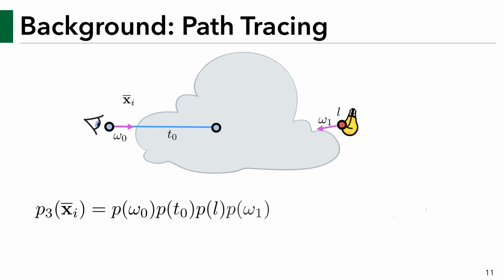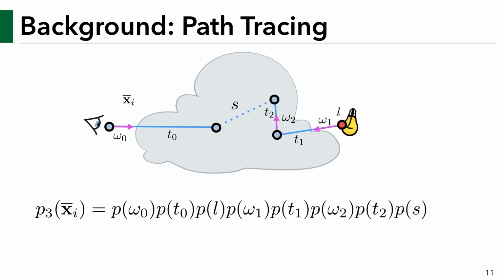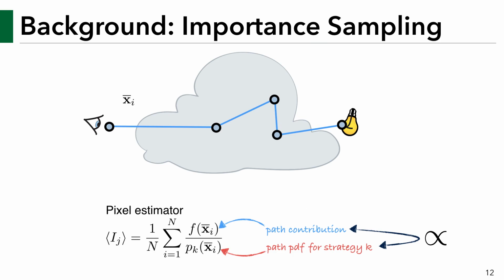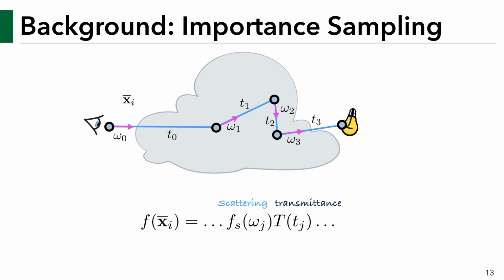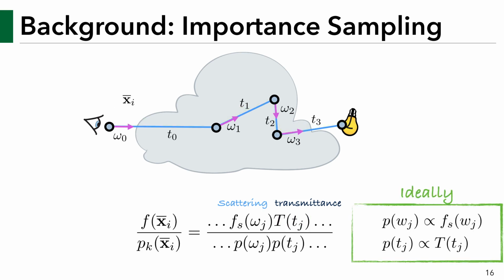In this example, we construct a path of length 1 from the eye and a path of length 2 from the light, and then we force a connection between them. More generally, though, we want to design a strategy with a PDF that's proportional to the path contribution function in order to minimize variance. The path contribution function is the product of several local operators, and perhaps the two most important are the phase function, which measures how much light scatters in a given direction, and transmittance, which measures how much light is attenuated along path segments.